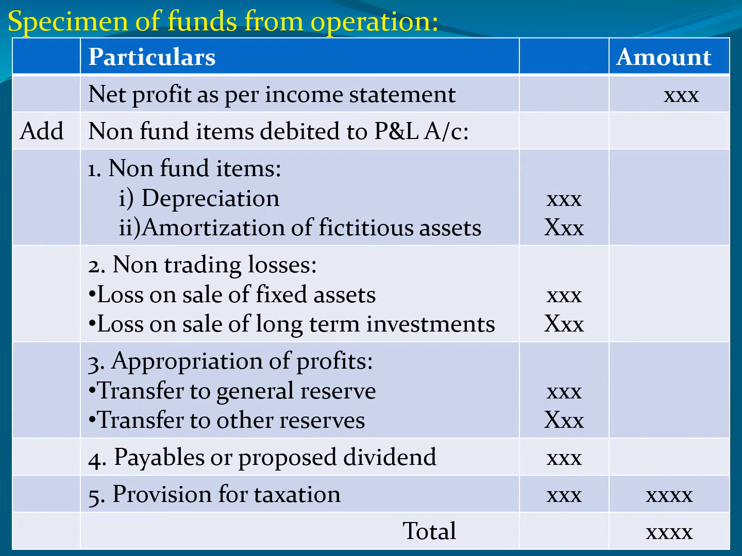See the format of funds from operation. On the left hand side, a small margin is to be kept to write add or less. Then particulars, a quite bigger column, one inner amount column and an outer amount column. It begins with net profit as per the income statement.